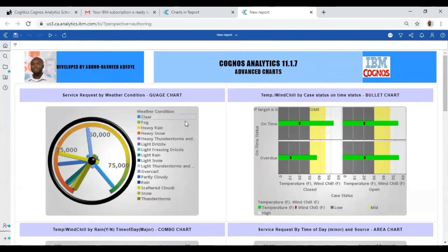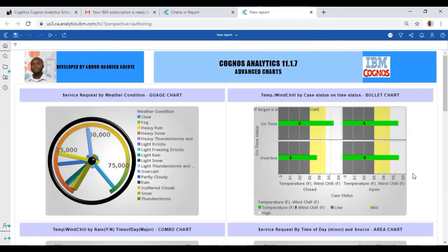Okay, starting with the gauge chart. This gauge chart is showing service requests by weather condition. So this is the highest, and that is clear. It has the highest service requests, that is 87,137, and that is why we are having it looking separate here. So that means that when the weather is clear, we have the highest number of service requests. So these are important ones. You can easily display your metrics with the gauge chart.